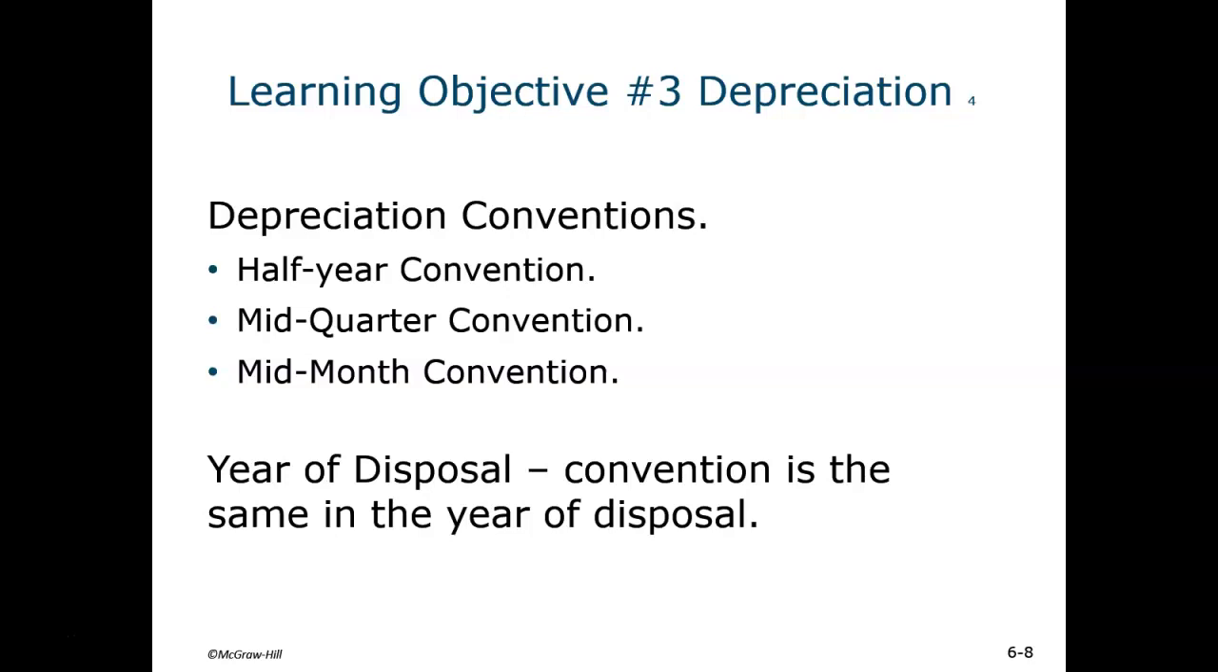the half-year convention, the mid-quarter convention, the mid-month convention. Now, for our purposes in this class, we are going to pay a lot of attention to the half-year convention and a lot of attention to the mid-month convention. We're not really going to get into the mid-quarter convention. We're really going to focus on these two.